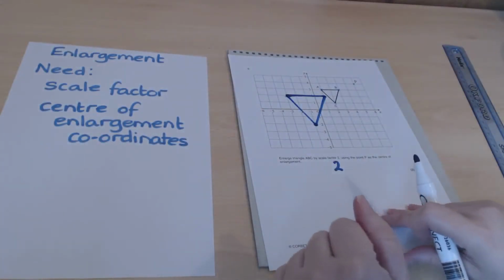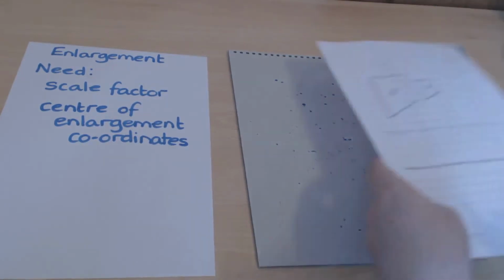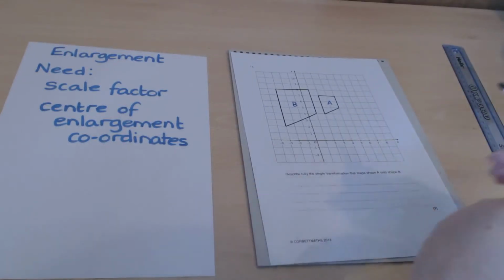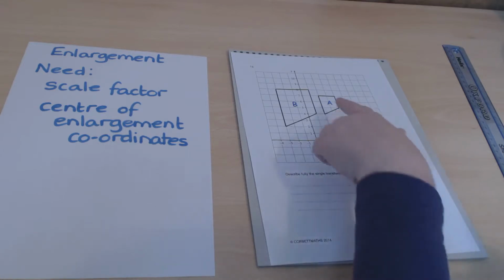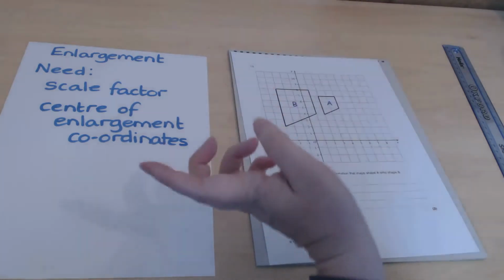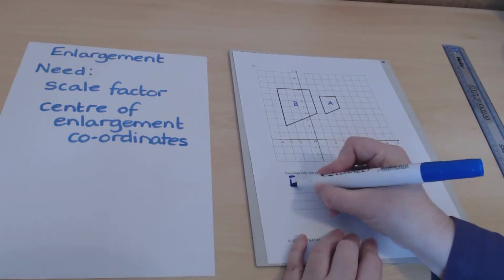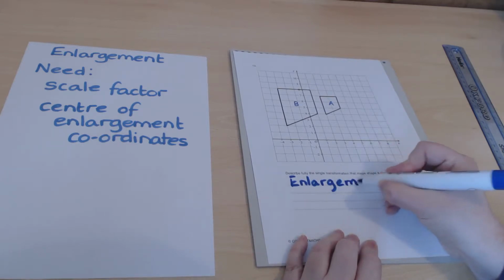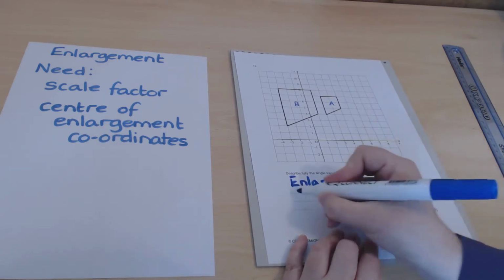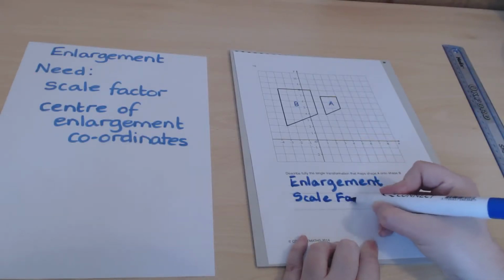Okay, so let's now have a look at figuring out how to describe an enlargement. It says describe fully the single transformation that maps shape A onto shape B. So it is actually an enlargement. We're doing it that way around. So the first thing we need to say is that it's an enlargement. The next thing we need to tell them is the scale factor.